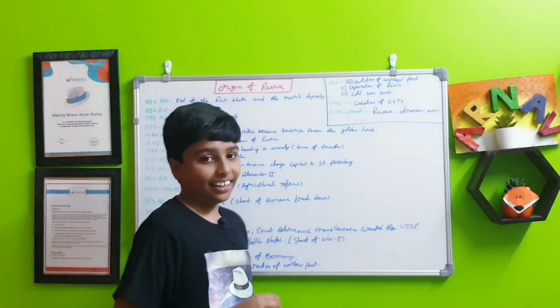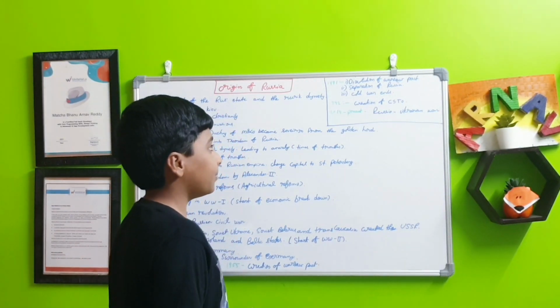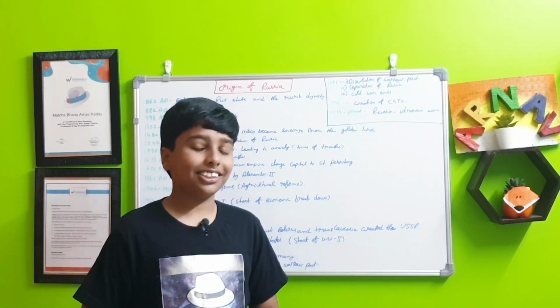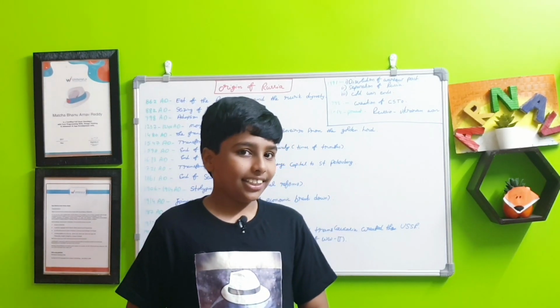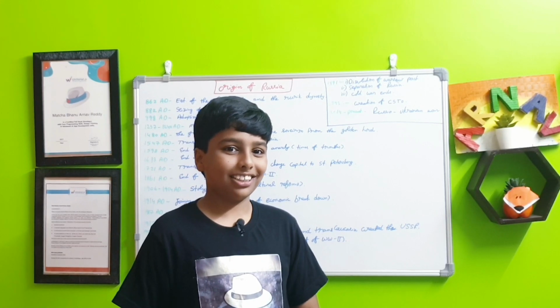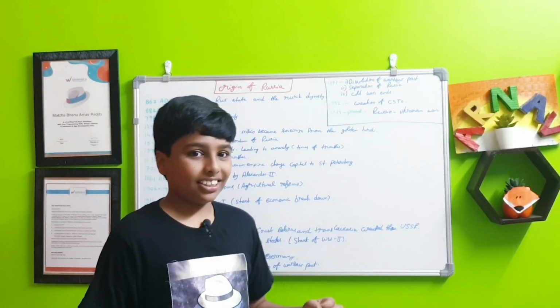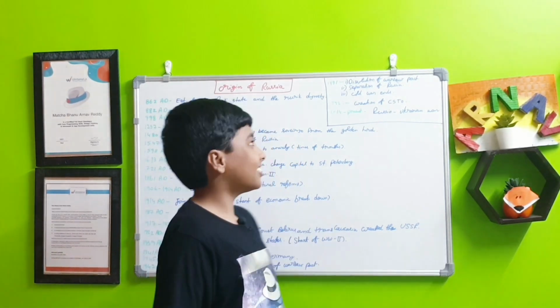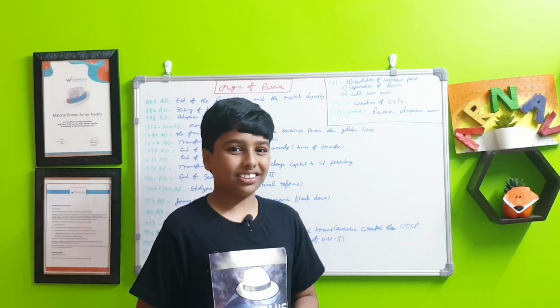And finally, the next year, the creation of the CSTO occurred. The CSTO is the Collective Security Treaty Organization. It is just like NATO, or like the Warsaw Pact, which was also a security organization. It is like the successor of the Warsaw Pact.